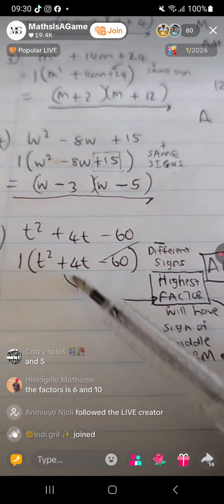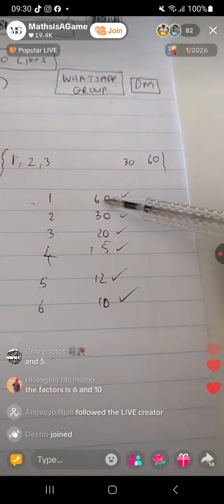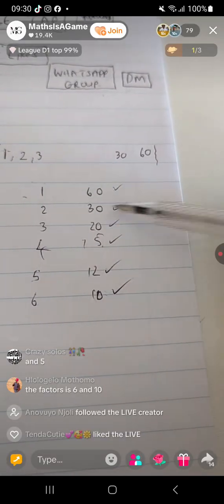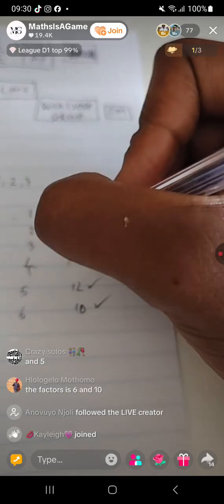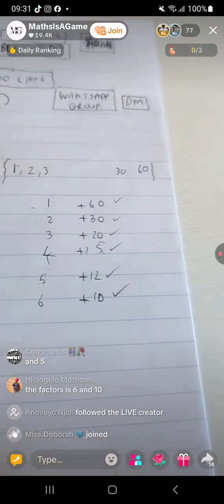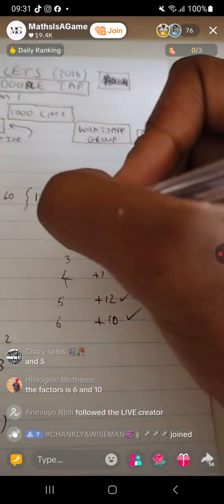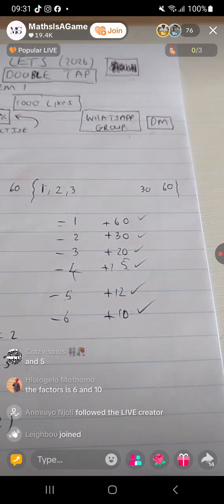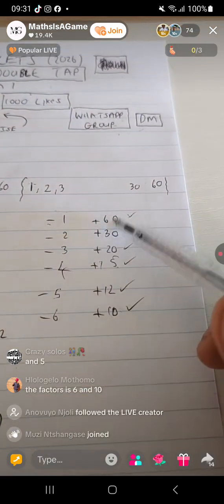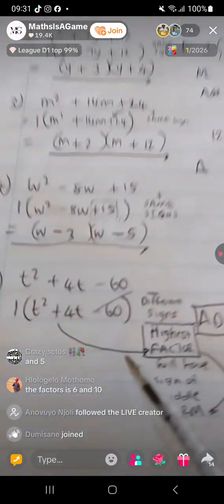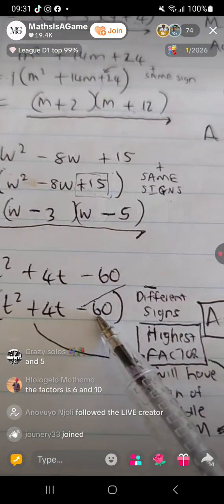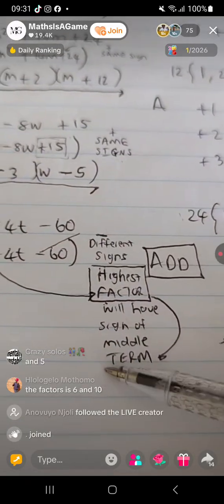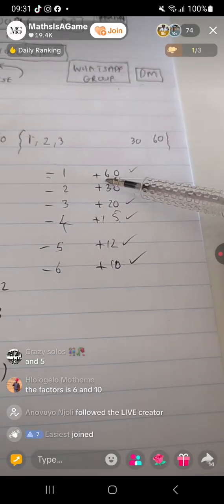What is the sign of the middle term? It's positive. So I'm going to come here. This side I have the low numbers, here I have the high factors for each pair of factors. So I'm going to write plus for all of these, and then of course the negative will apply for all of these. Now you know that multiplying all of these pairs will give us negative 60. There's no doubt about that, because we have actually applied this understanding to the pair of factors.